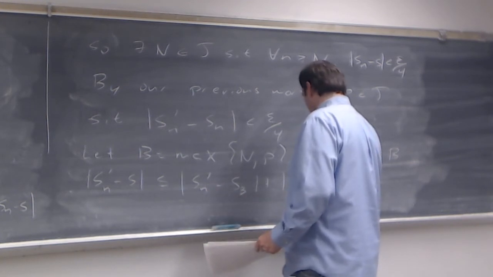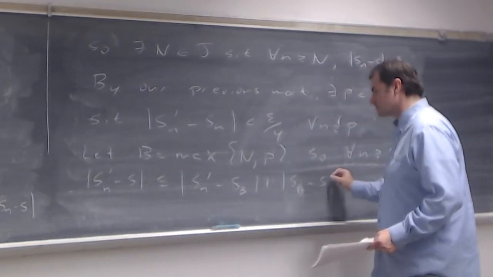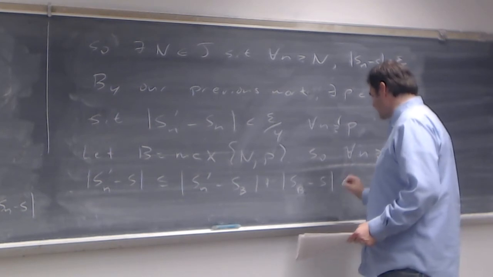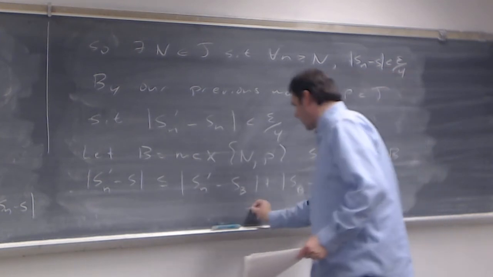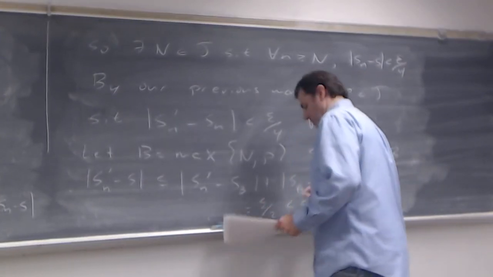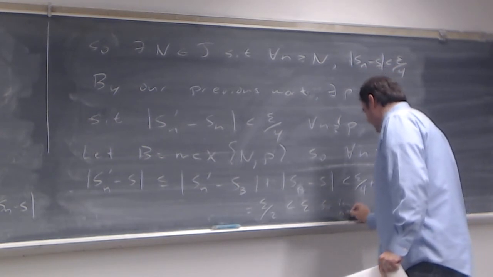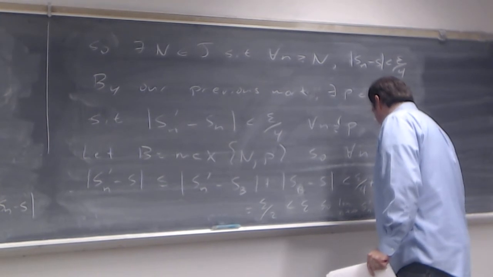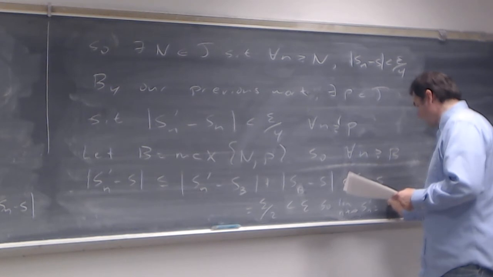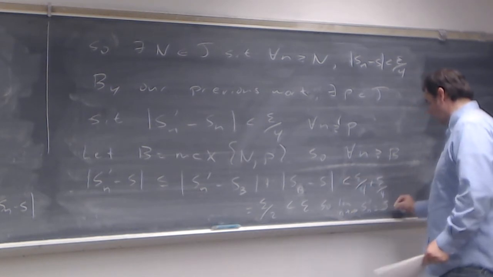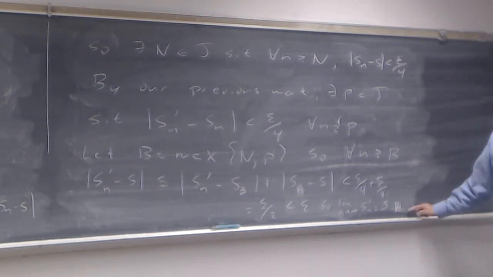minus, it was s, which is going to be less than epsilon over 4 plus epsilon over 4, which equals epsilon over 2, which is less than epsilon. And so that implies the limit as n goes to infinity of s of n prime equals s. And that's the same thing as the limit as n goes to infinity of s sub n. So that proves the theorem.